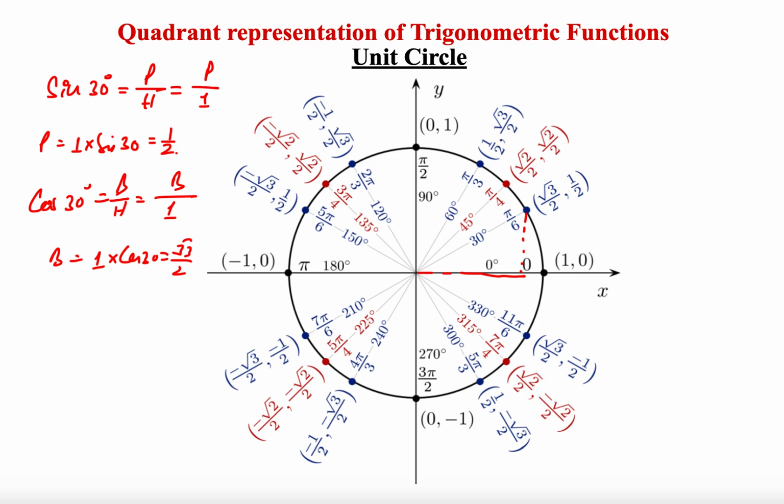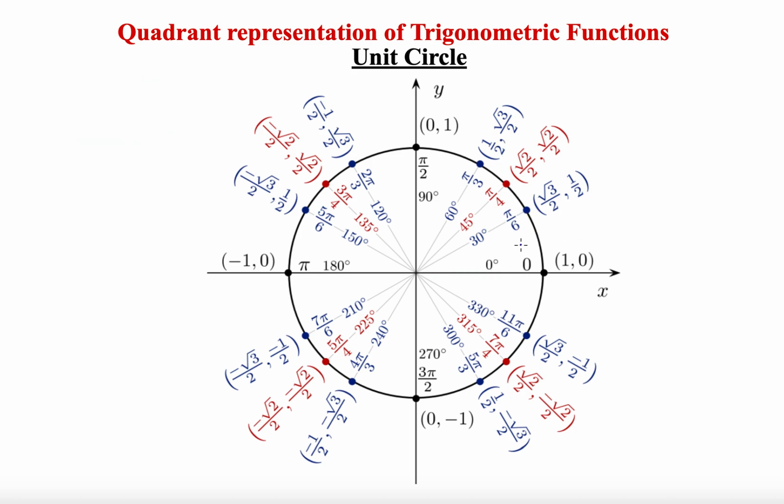Now let's proceed. Now we want to understand why everything here is positive. For example, I'm just talking about these three things: sine, cos, and tan.